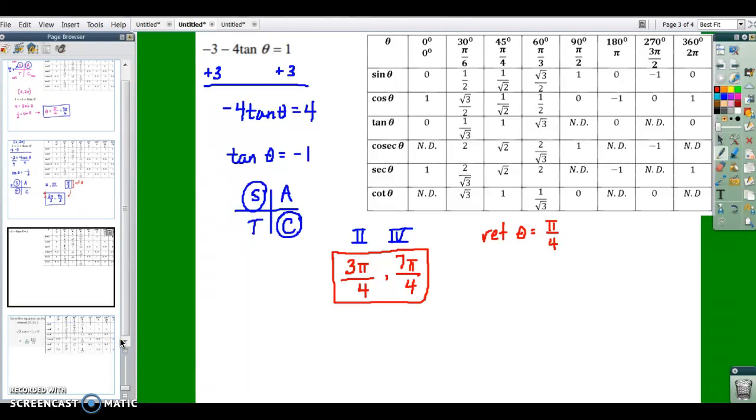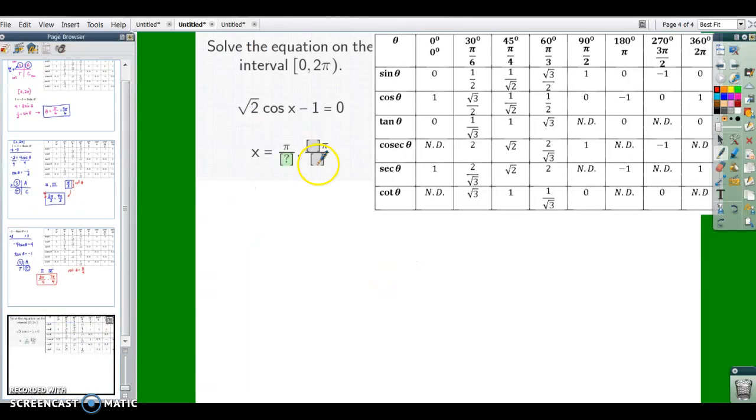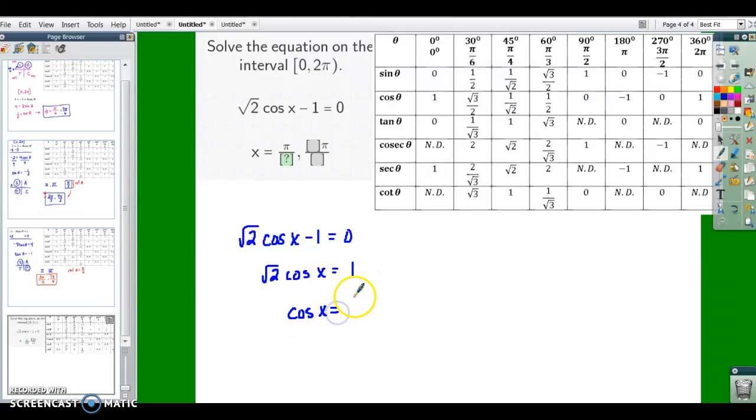Okay, last one. We'll try one more. This is how the problem was asked in Acellus, and you'll see this is solve the equation on the interval from 0 to 2 pi, and this is how they're giving you the answer, so we've got to fill in that part. So I've got root 2 cosine x minus 1 is equal to 0. So if I add 1 to both sides, and if I divide both sides by root 2, I end up with 1 over root 2.